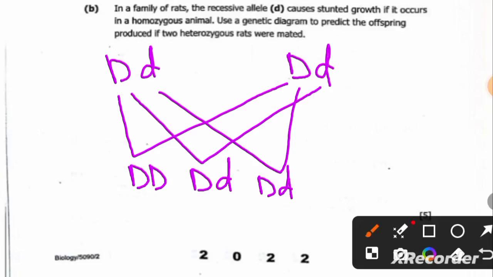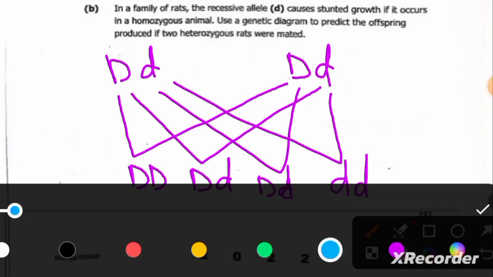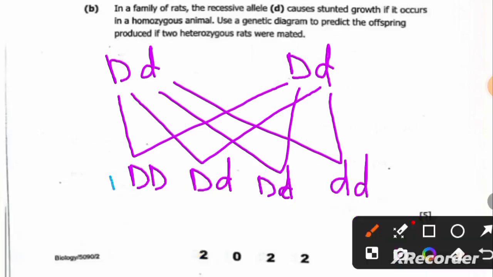We are going to produce an offspring with normal growth, but this one also is a carrier. We cross this one and this one. We are going to produce an offspring with the stunted growth. So we have seen that three of the offspring produced have normal growth, but this one has stunted growth.